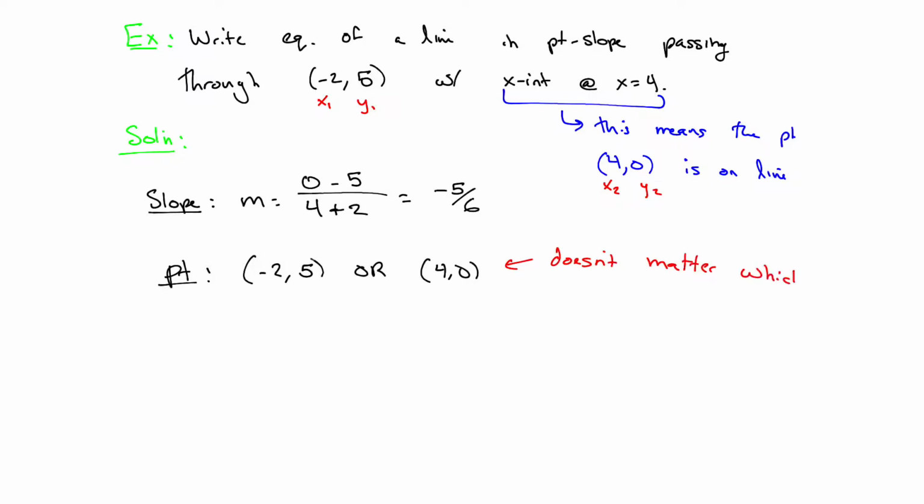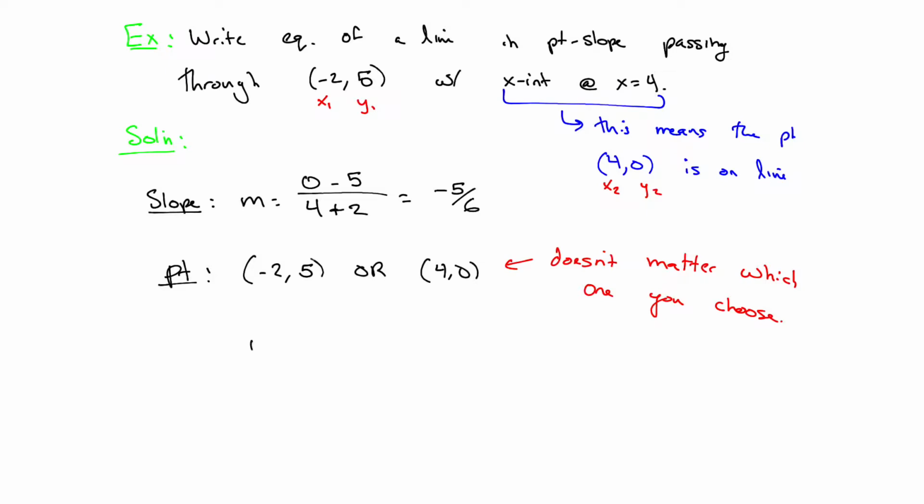Which one you choose does not matter, and you can verify that for yourself by converting it to slope-intercept form. You'll get the same thing. But I already made this my x1, y1, so let's just stay consistent with that.